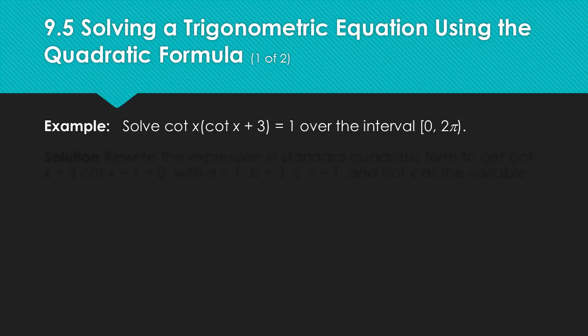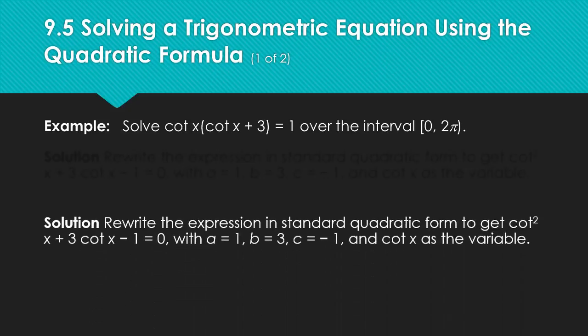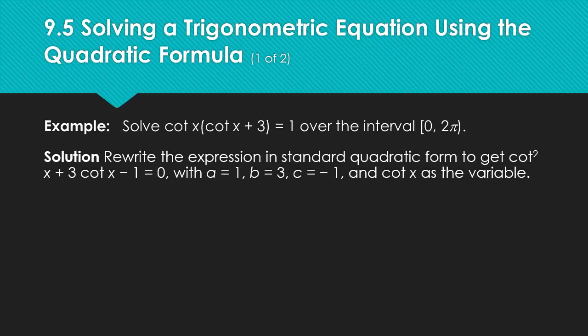In other words, we need it to look like a quadratic equation. Now, if you want to go on your own from there and give it a try, knowing we're going to use the quadratic formula, pause the recording. Otherwise, keep playing and we'll continue. Okay, so you're going to rewrite the expression and, like I said, distribute and subtract the 1. So you get cotangent squared of x plus 3 cotangent x minus 1.